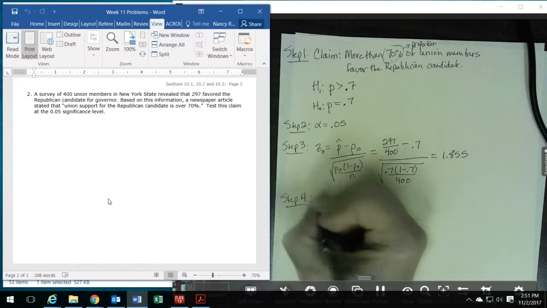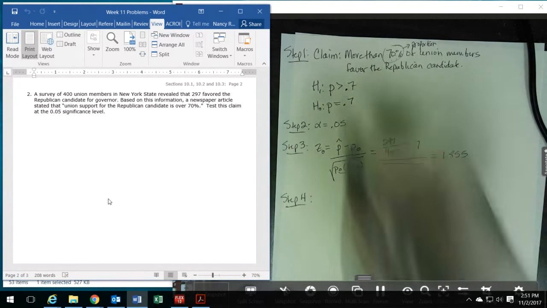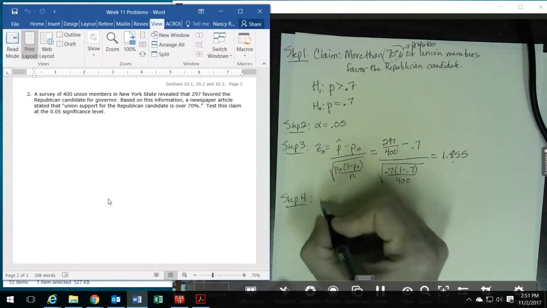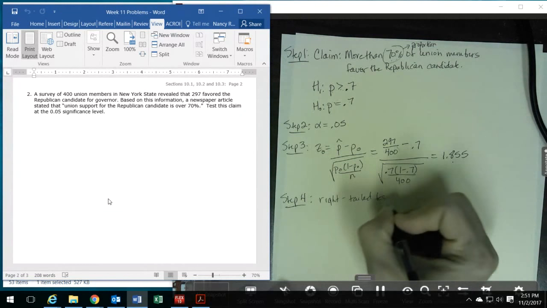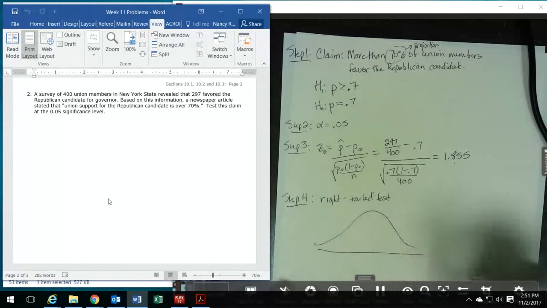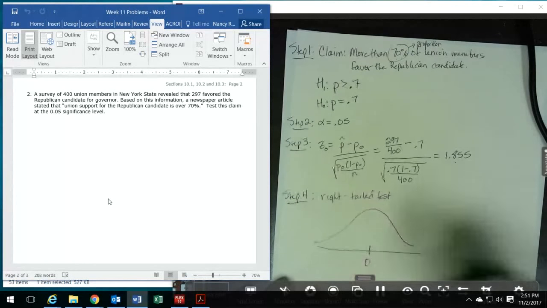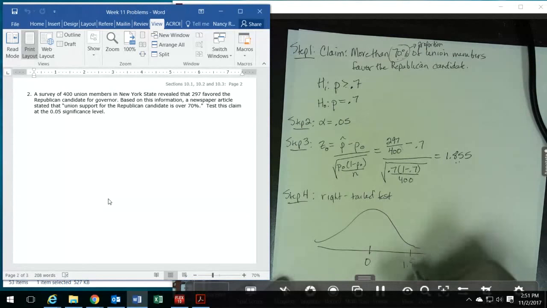That's it for my step 3. For my step 4, I'm going to look at what kind of test this is. On this one, again, since our alternative hypothesis points to the right, that means that this is a right-tailed test. So when I draw my picture, and this is, again, the standard normal distribution, since this is a z, so I'm putting a 0 here. My test statistic is going to go over here in the picture. Since it's a right-tailed test, I'm shading from there to the right.